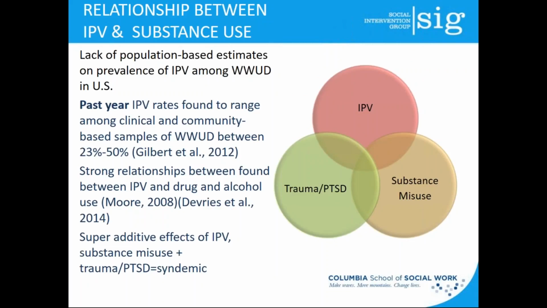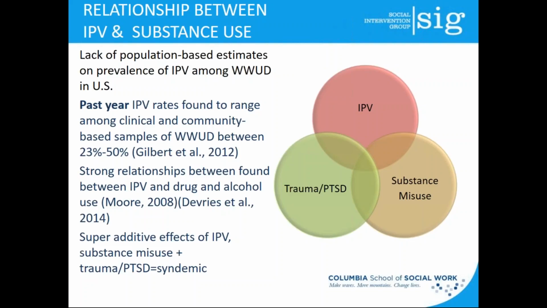And now let's think about what that looks like among women who use drugs or alcohol. There's still a lack of population-based estimates on the prevalence of different types of intimate partner violence among women who use drugs. But among clinical and community-based samples of women who use drugs, past year intimate partner violence is found to range between 23% and 50%, which is 5 to 7 times higher than rates found among the general population.